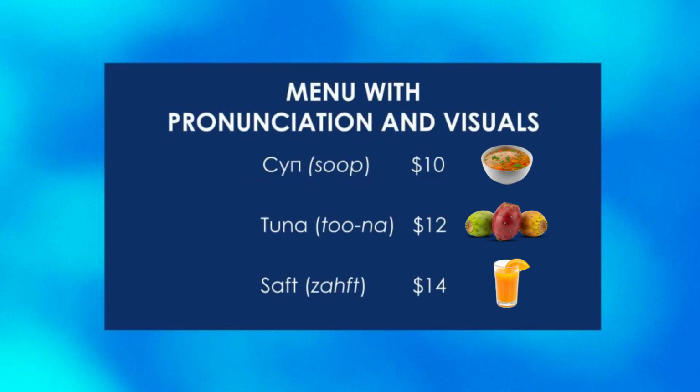Okay, this is interesting. So we learned that soup is soup, Saft is juice, and tuna, well, I thought they were talking about a fish, but it's actually the Spanish word for prickly pear. Luckily, I had this extra context before I ordered. So maybe that was a little cheesy, but it demonstrates why scaffolds are important.